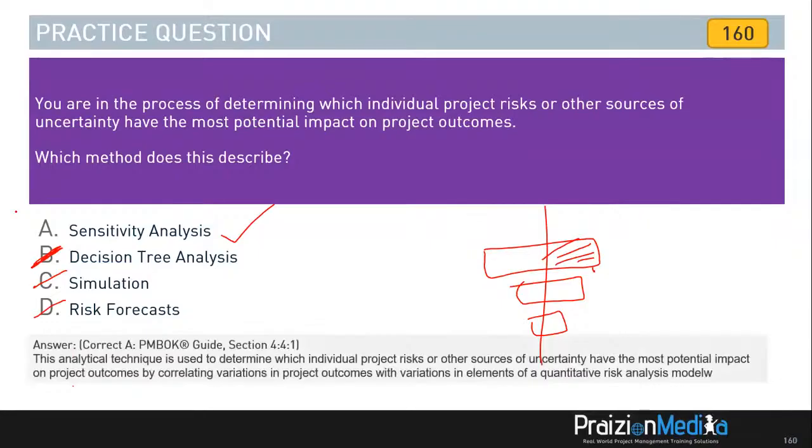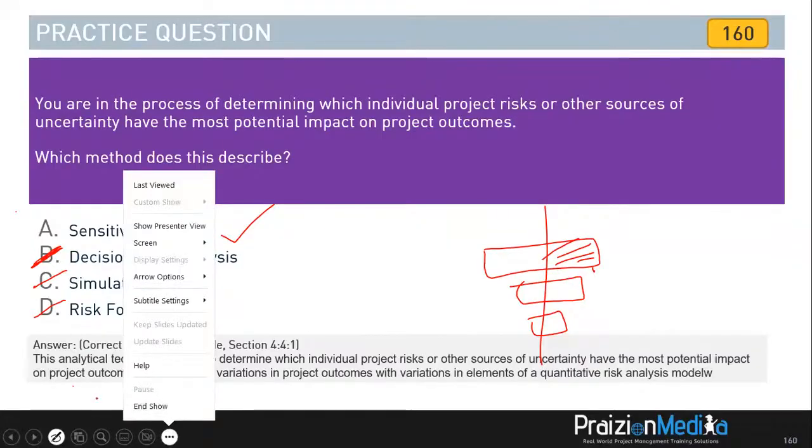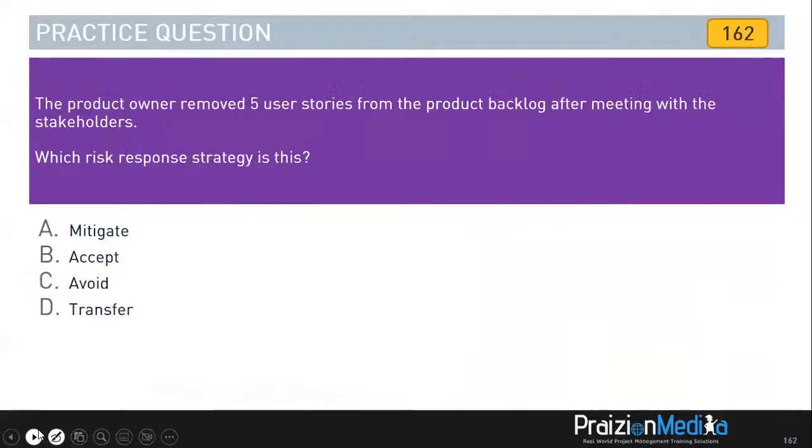This analytical technique, sensitivity analysis, is used to determine which individual project risks or sources of uncertainty have the most potential impact on the project's outcome by correlating variations in project outcomes with variations in elements of a quantitative risk analysis model. All right, let's go ahead and move on to the next one.